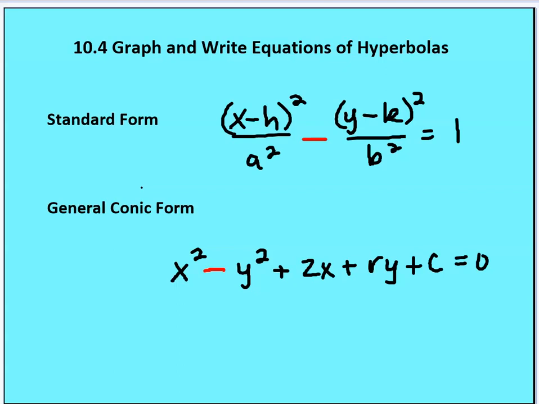General conic form, x squared minus y squared in this case, or it could be y squared minus x squared if it were a hyperbola with a vertical transverse axis. But in this case, it can't be plus y squared. For plus y squared, it's either going to be a circle or an ellipse. So we have a positive and a negative squared term for the variables. And so general conic form is in this form here. So we're going to transition from the general conic form to standard form.